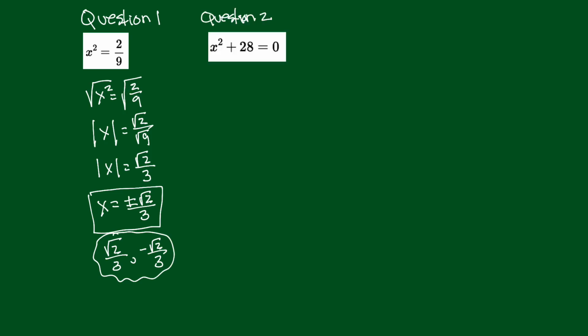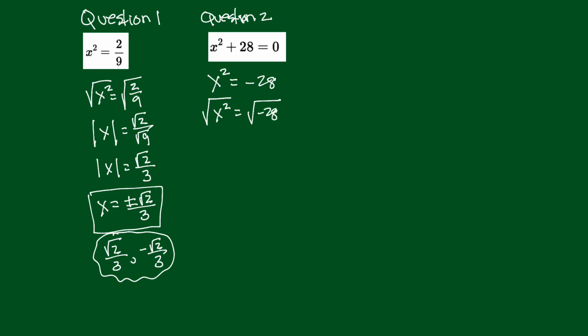Well, here in question 2, we've got a quadratic with a squared term and a constant. There's no first degree term, and it doesn't factor. So what I'm going to do is I'm going to take this 28 and subtract it from both sides. So I'm going to get x squared equals negative 28, and now I'll take the square root of each side. So on the left, I'll get the square root of x squared. On the right, I'll get the square root of negative 28.